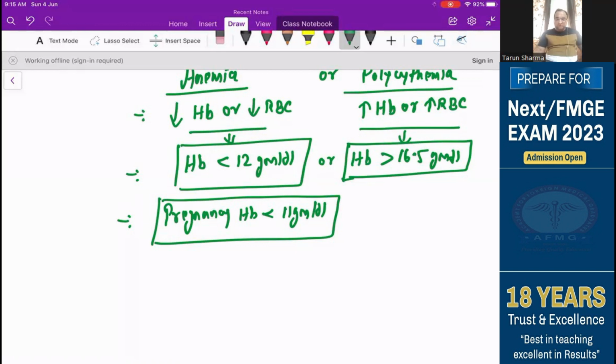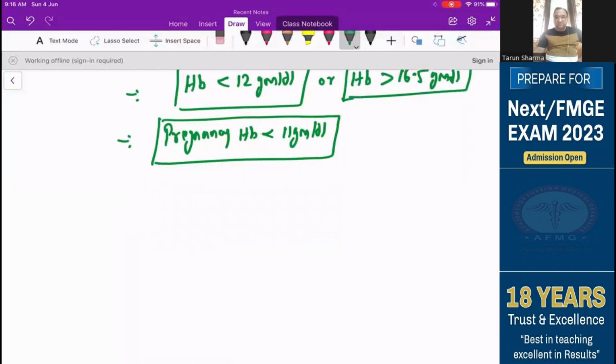In which condition? In pregnancy. Okay, so I think you got the answer. Hemoglobin concentration less than 12 gram is anemia. If pregnancy is asked, then it should be less than 11 gram per deciliter. And as far as polycythemia is considered, it should be more than 16.5 gram per deciliter. Okay, so now we'll see the classification of anemia, how to classify the anemia.